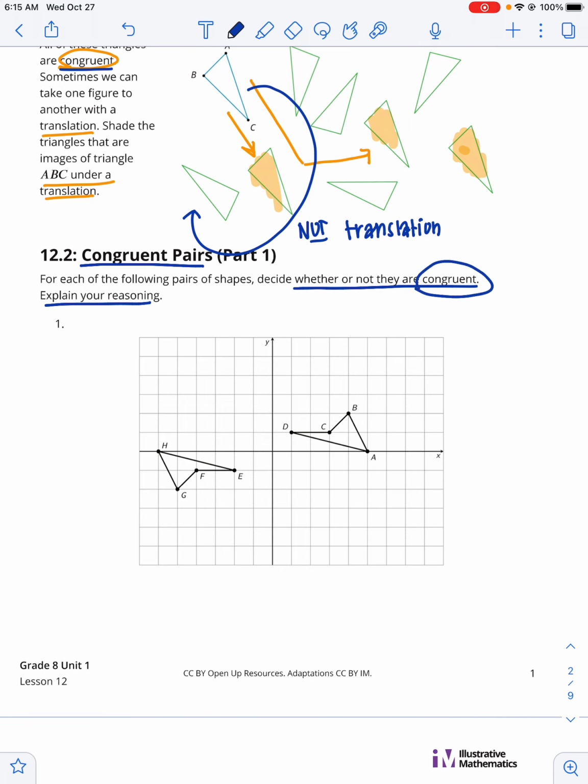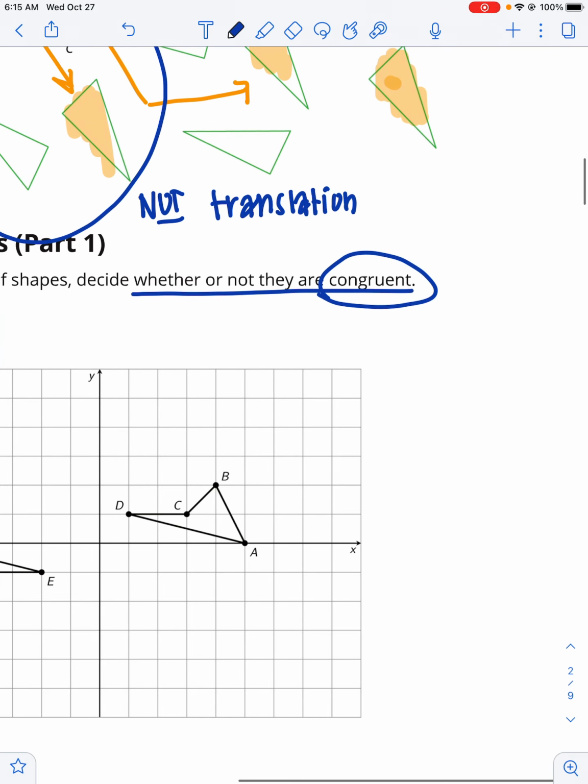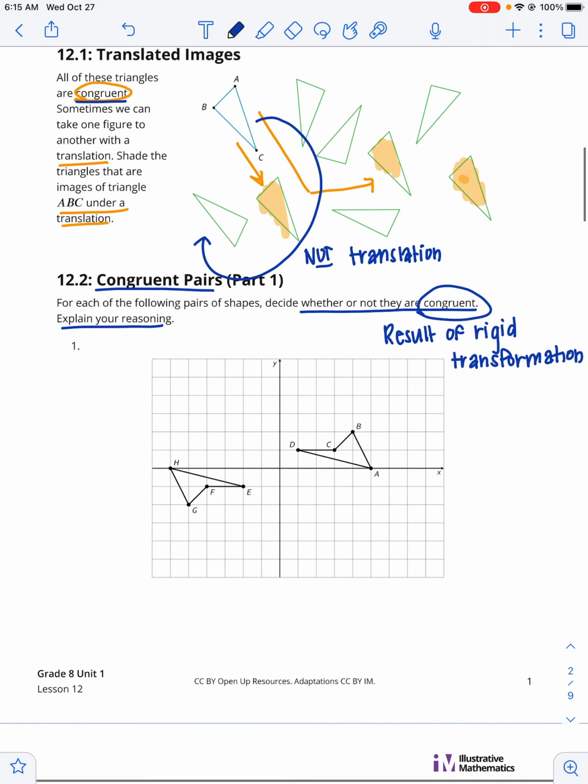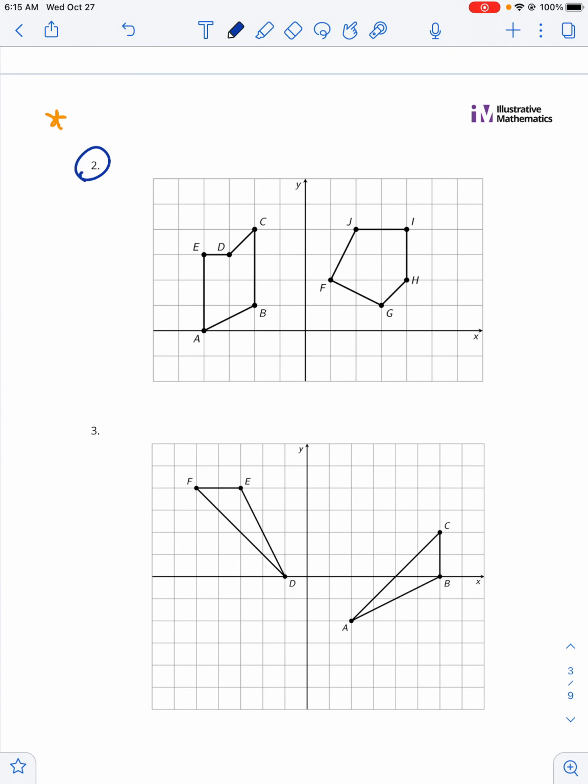That word congruent just means that they could be the results of a rigid transformation. So go ahead and pause this video and answer the next 3 questions. It's going to be on slide 2 and 3 for you. Answer questions 1, 2, and 3, and unpause when you're ready.